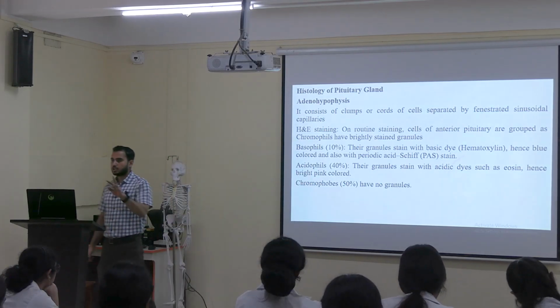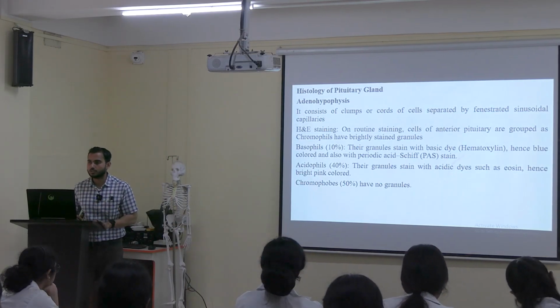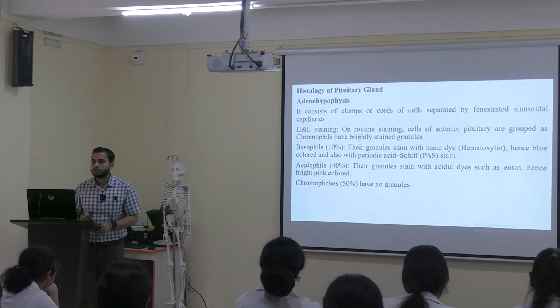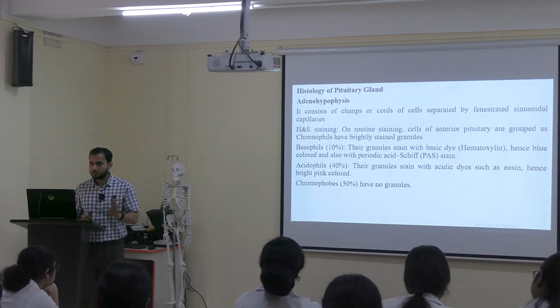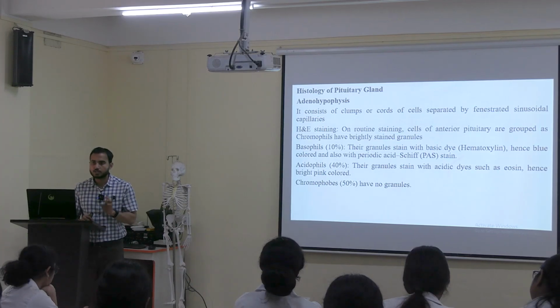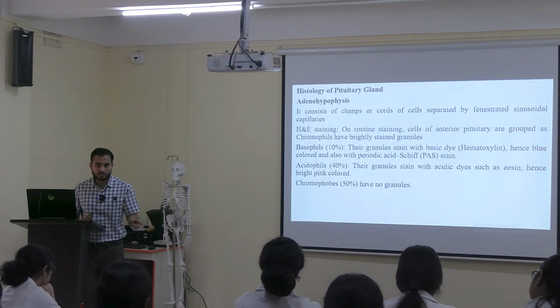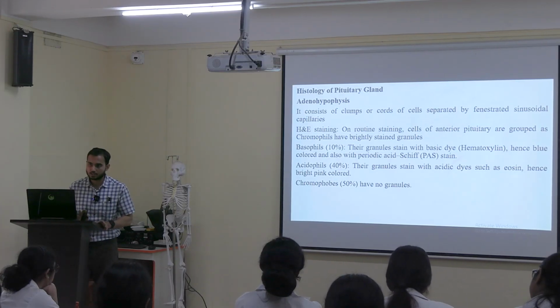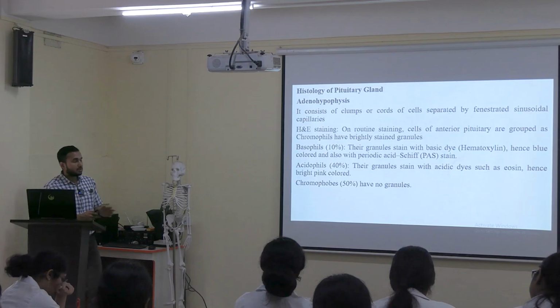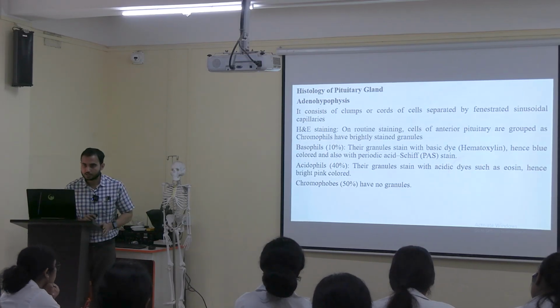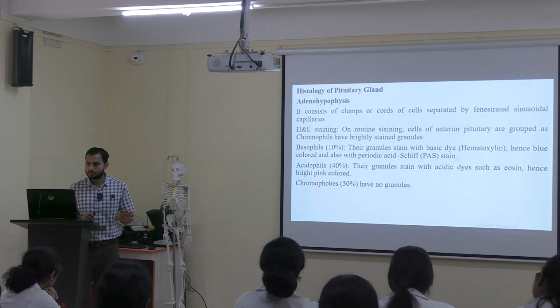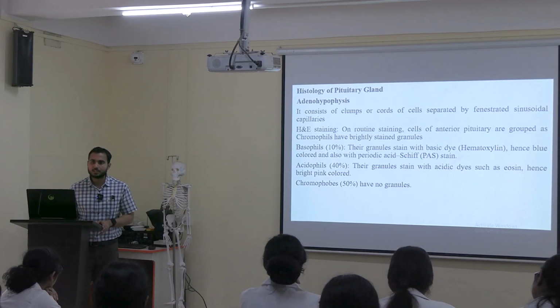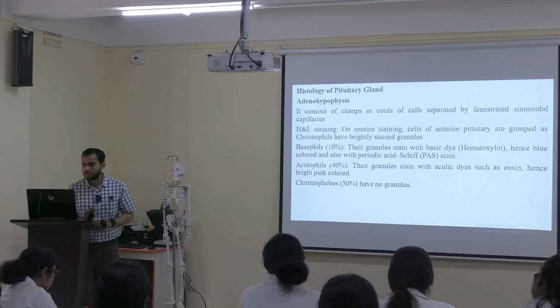In these two types, there are acidophils and basophils. Which one is more? Acidophils are more, 40%. Basophils are only 10%. What does basophil mean? It takes basic dye. What does acidophil mean? It takes acidic dye. As simple as that. Now other staining methods are also there. Don't think that only H&E staining is there, but here we will not go into the other staining methods. We will confine ourselves to H&E only.